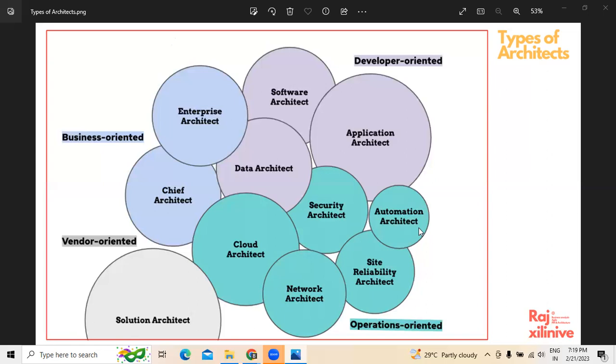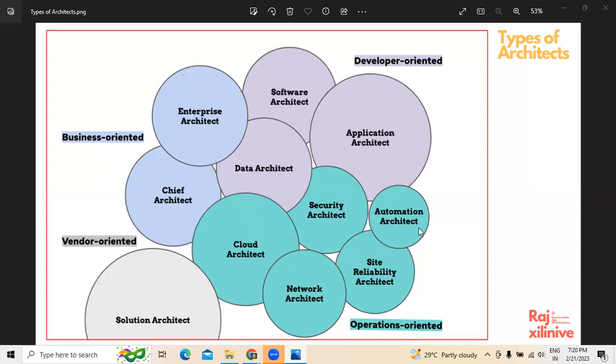Now, from the operations point of view, there is automation architecture, which covers how the automation process is going on in any organization. Followed by this, every application requires some security measures, and the security architects will take care of that. At the same time, the site reliability architect takes care of the sites. For any application there will also be networking, routers, and firewalls, which are looked after majorly by the network architects.